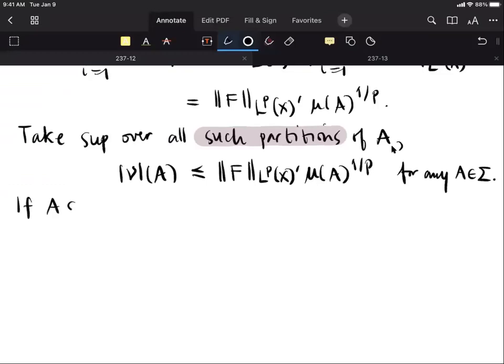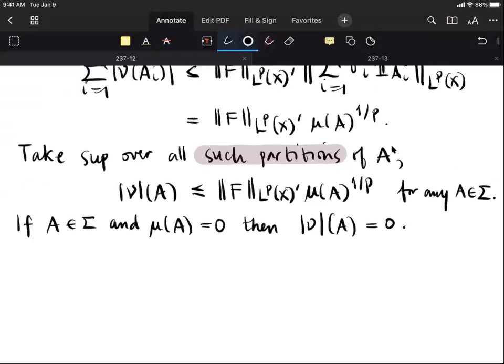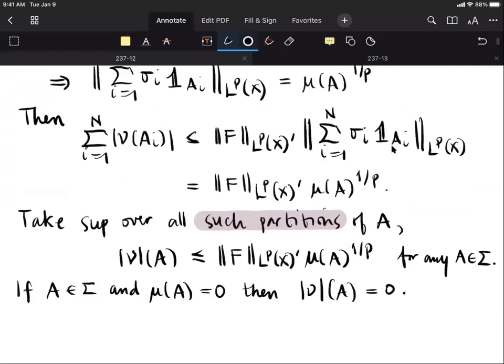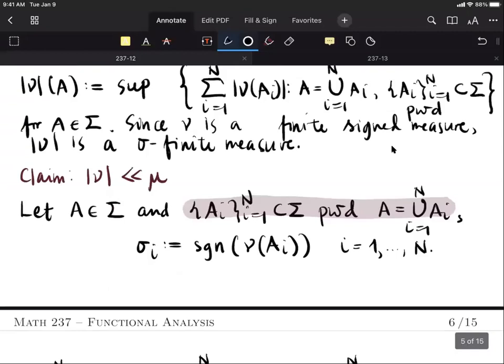So if A is in sigma and the measure of A is 0, then you can immediately see that the total variation measure of A is 0. And this implies that the total variation is absolutely continuous with respect to the measure mu. And this is the claim.